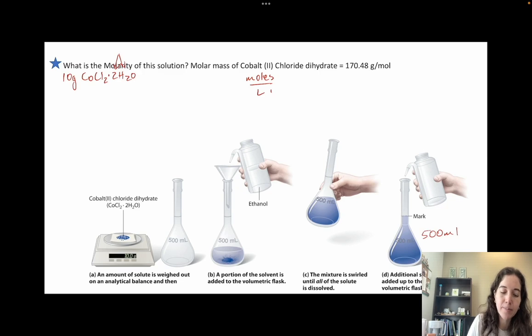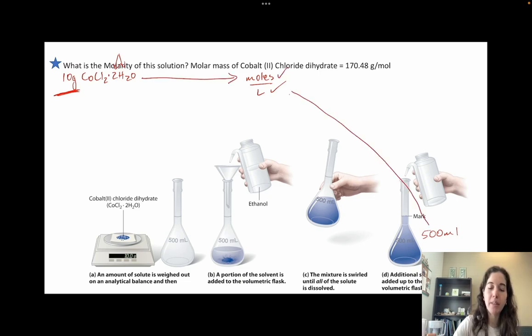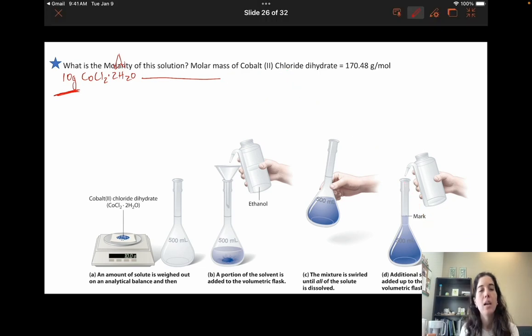So we have grams, and we know previously that we can go from grams to moles, right? We can do this conversion. So we're going to end up with moles, and we know we can take our 500 milliliters and convert that to liters. So we're going to do both of these things. Now this problem gives you the molar mass of cobalt chloride dihydrate. I'd like us to calculate it together. I want you to see how this is done.